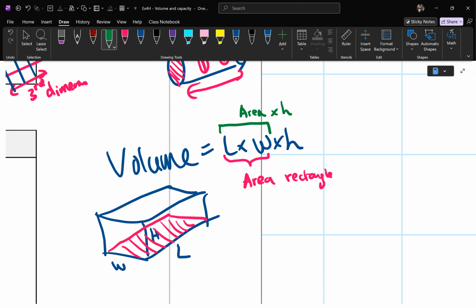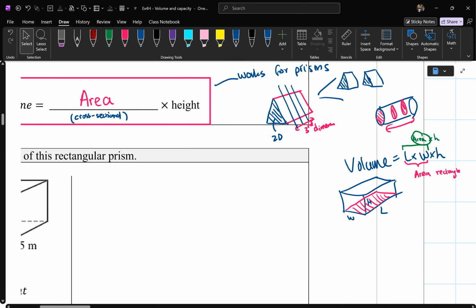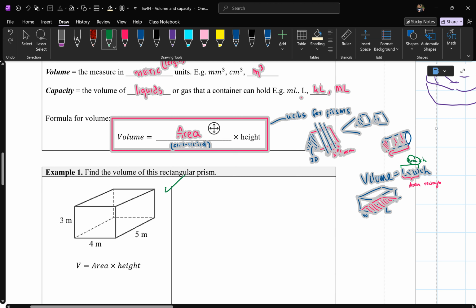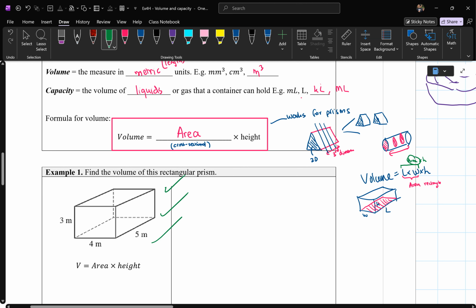That's why it's area times height. Okay, so area times height is really all I want you to understand. So why am I harping on that? Because the next exercise that you do, I find that students are used to doing this one. They can do this question without a problem.